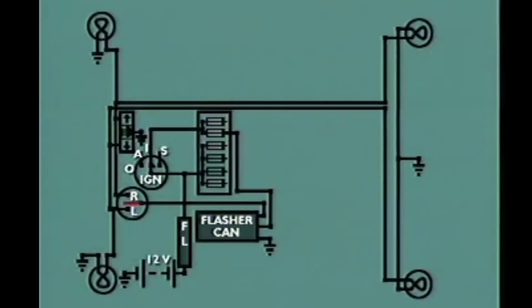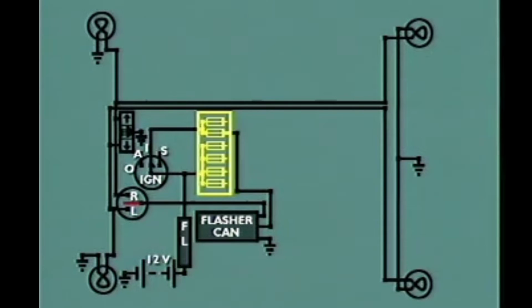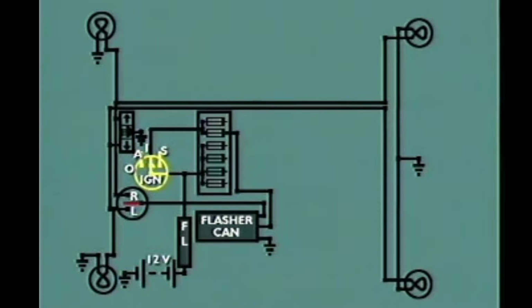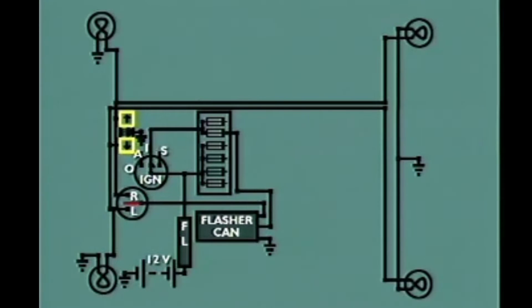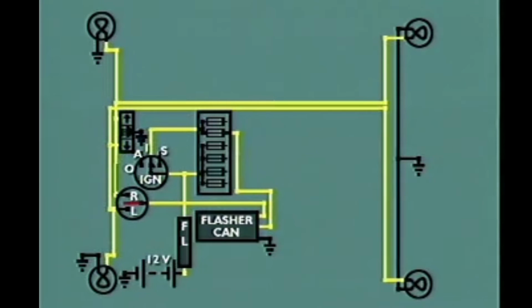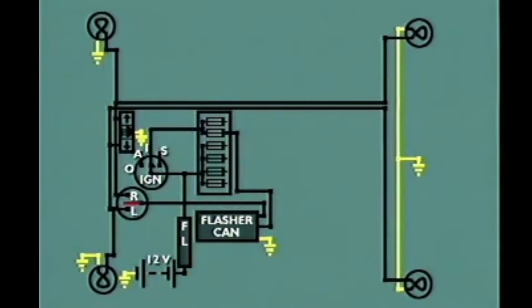The circuit consists of the battery, fusible links and fuses, the ignition switch, the flasher unit, a 3-position switch used as the direction indicator switch, the lights at the front and rear of the vehicle, pilot lights mounted in the instrument cluster to indicate to the driver which way the switch has been operated, wiring to connect all of the components, and the ground circuit to return the electrical current to the battery.